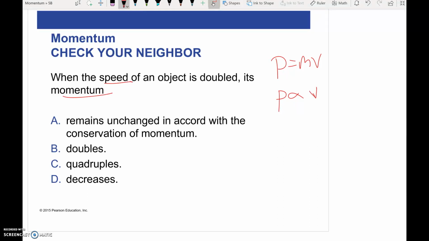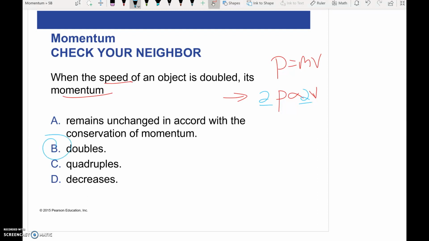Directly proportional means that when one thing changes, the other thing is going to change the same way. So if this right here is a true statement, and we're going to change one of those variables, we're going to multiply it by 2, what has to happen to the momentum to keep it a true statement? Well, it means if we double our velocity, we have to double our momentum.